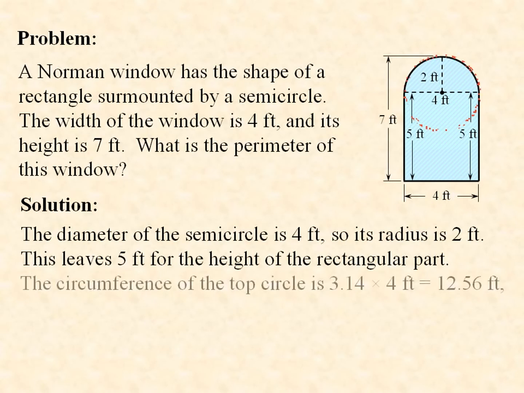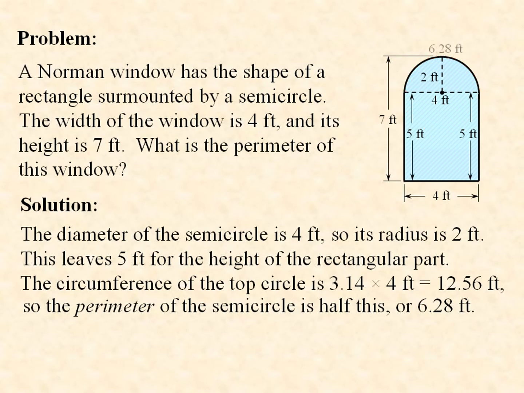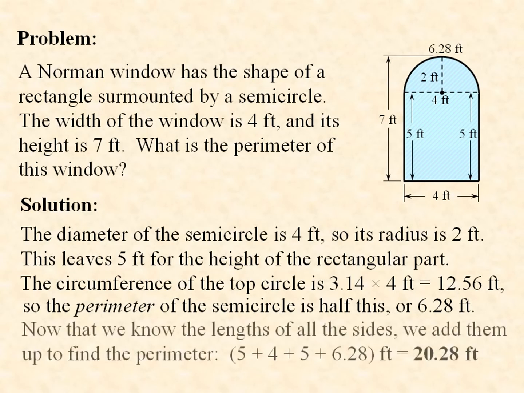The circumference of the top circle is 3.14 times 4 feet, which is 12.56 feet. So the perimeter of the semicircle is half this, or 6.28 feet. Now that we know the lengths of all the sides, we add them up to find the perimeter. We get 20.28 feet.